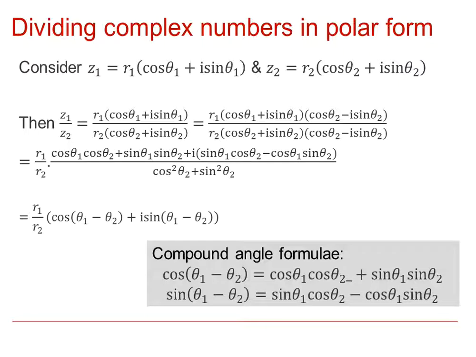If we expand this out and multiply numerator and denominator by cos theta 2 minus i sine theta 2, which, apart from the r2 aspect, is the complex conjugate of z2, then you can see that using the compound angle formula, which I've reminded you of at the bottom of this slide, z1 over z2 becomes r1 over r2 (cos(theta 1 minus theta 2) plus i sine(theta 1 minus theta 2)). You may wish to pause the video here and work this through carefully for yourselves.